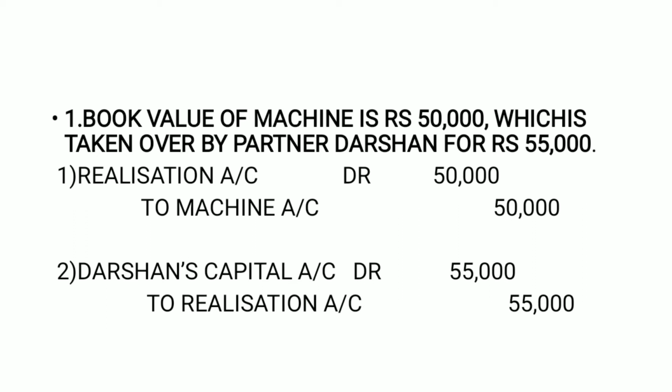So the journal entry is, and who is the partner? It is Darshan. Darshan's capital account debit to realization account. It is taken over for 55,000, and its book value is 50,000. The closing entry is always with the book value. The next journal entry for realization of an asset taken over by a partner is at the given value. The given value can even be the book value in some cases.